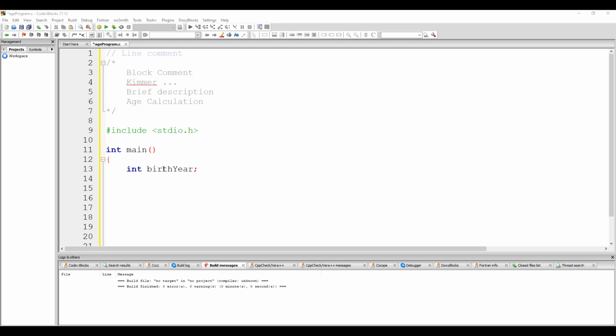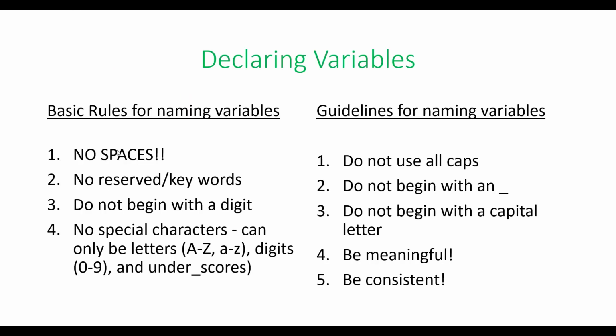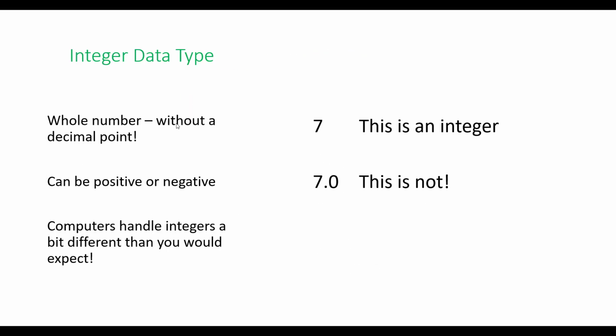The next thing that you see on the screen in front of birth year is int. And I had mentioned that that stands for integer. So let's talk about integer variables now. It's a data type. We're going to talk about more data types, but not right now. For right now, let's just talk about the integer data type because it's the easiest one to work with.